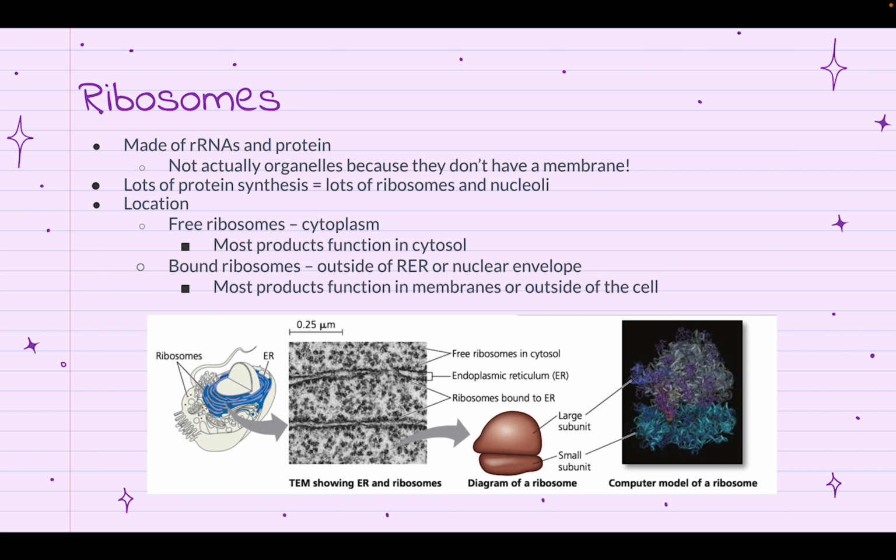And then the location of a ribosome determines what type of proteins they're going to be making. Free ribosomes are ribosomes that are just floating in the cytoplasm, and most of their products function in the cytosol. And bound ribosomes are on the outside of the rough endoplasmic reticulum or the nuclear envelope. You'll learn very soon that the nuclear envelope flows right into the rough endoplasmic reticulum.